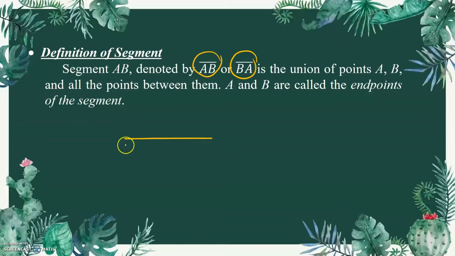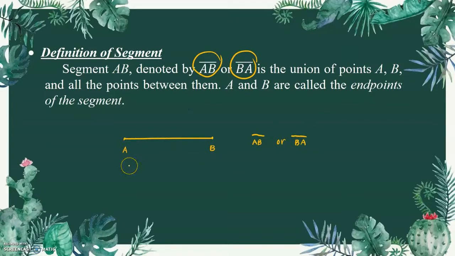I have here segment AB. Alright, so the endpoints of this segment are the points A and B. And this segment is denoted by segment AB, or it can also be segment BA.